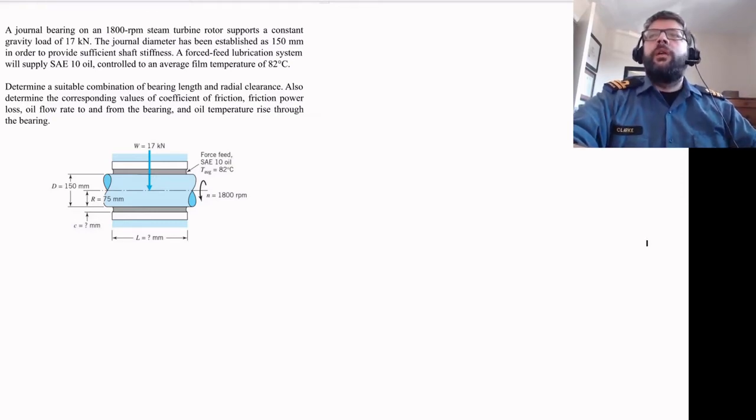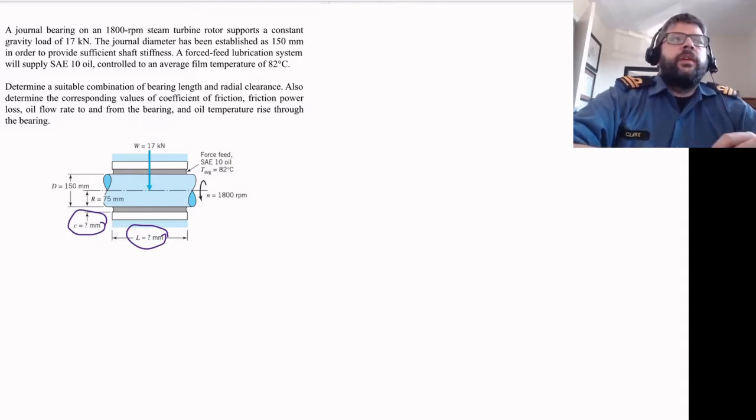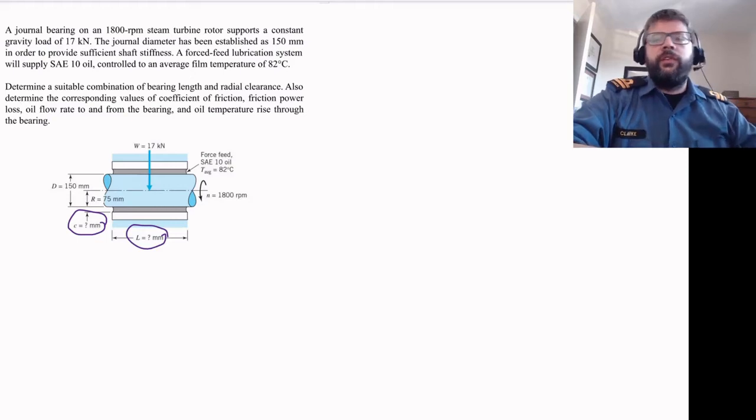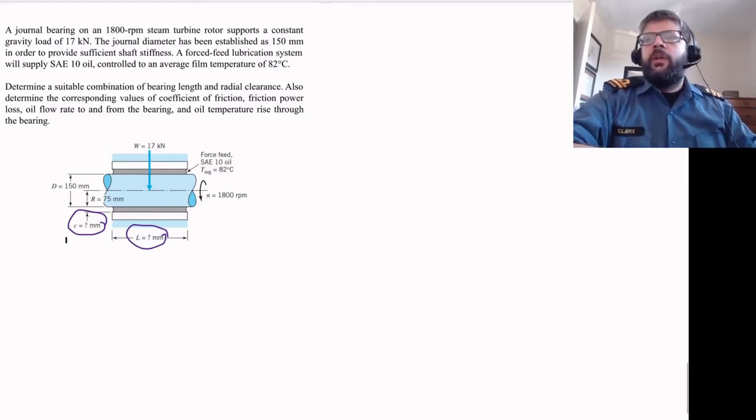So, unknown parameters. Not sure what sort of L we're going to be working with. We're not sure what sort of clearance we're going to be working with. Those are things that we need to determine based upon the other parameters. So first off, let's figure out what sort of L we want.